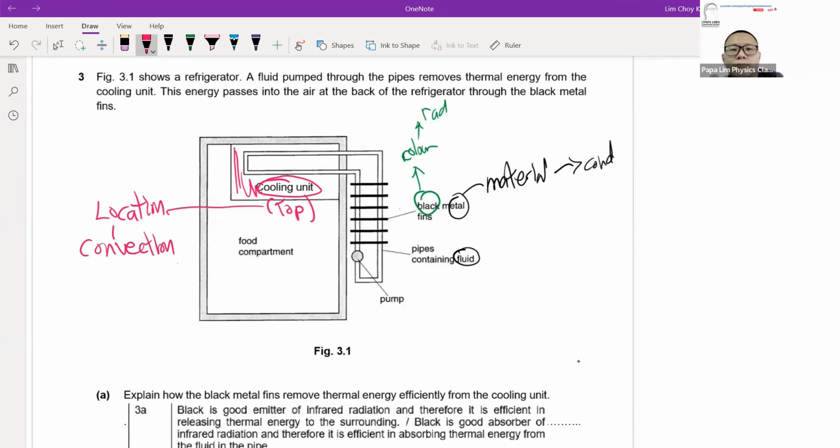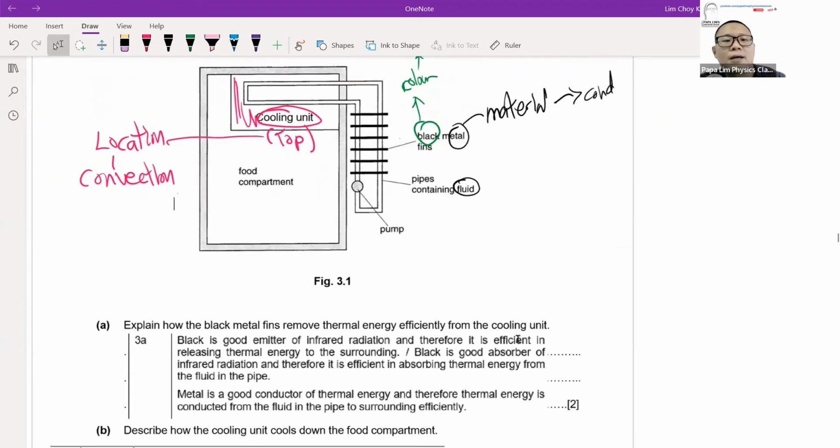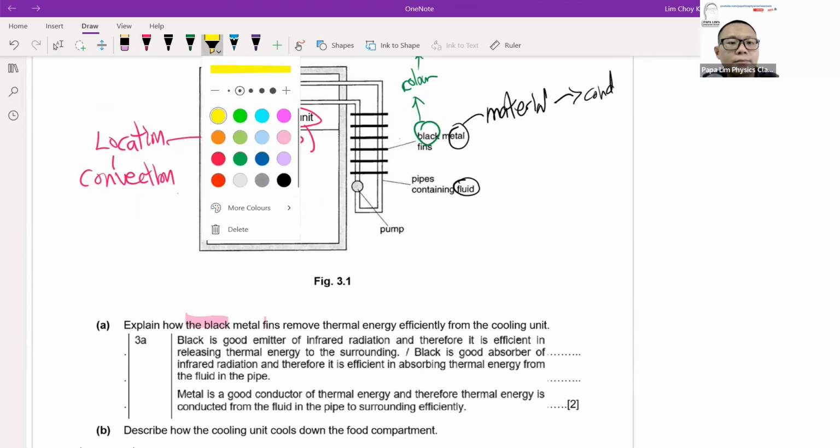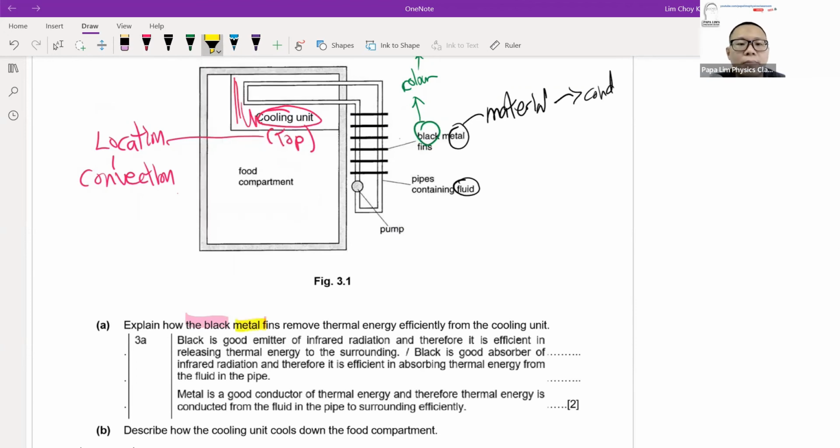Okay, so these are the possible things that we are looking at. Okay, we are looking at possible heat transfer. Okay, so now we look at the question. The question asks, explain how the black metal fins remove heat effectively. Black metal fins.